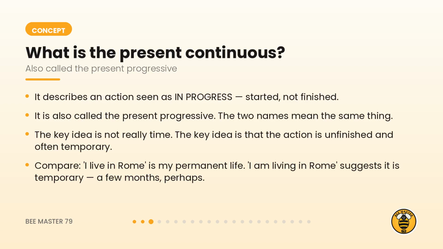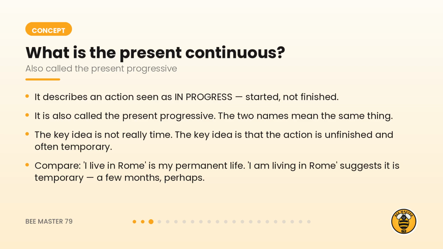So what is the present continuous? It describes an action we see as in progress. It has started, and it has not finished. It is also called the present progressive. The 2 names mean exactly the same thing, so do not worry when you meet both.